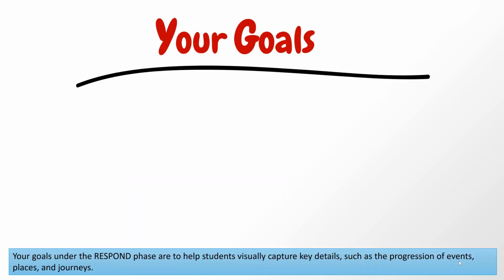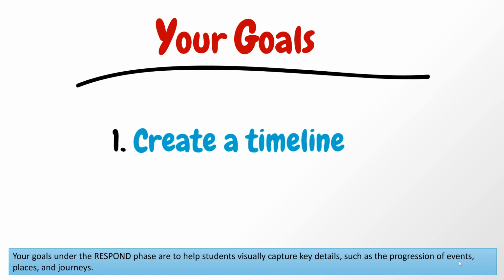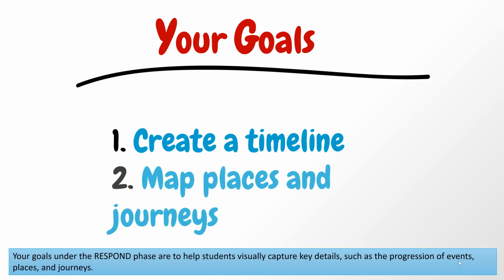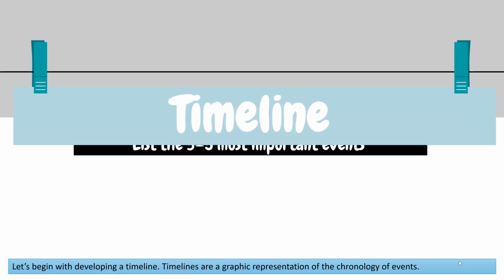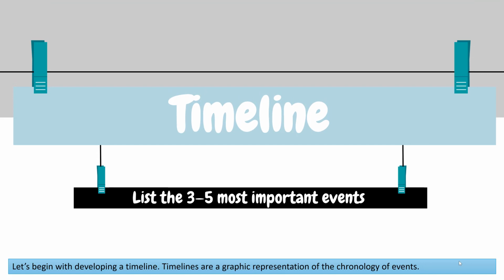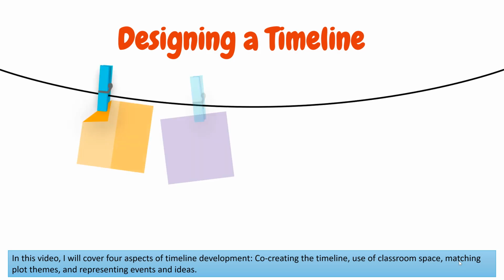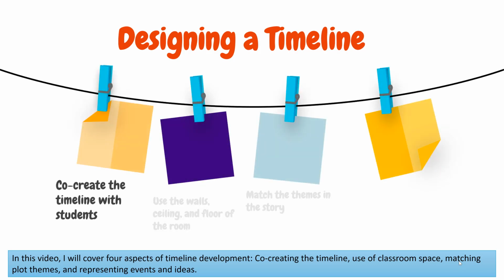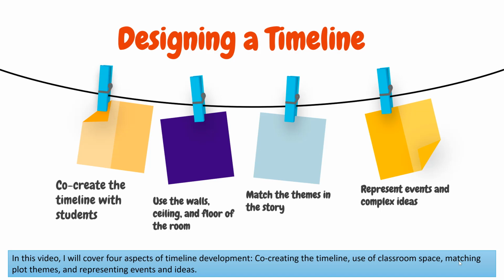Your goals under the Respond phase are to help students visually capture key details such as the progression of events, places, and journeys. Let's begin with developing a timeline. Timelines are a graphic representation of the chronology of events. In this video, I will cover 4 aspects of timeline development: co-creating the timeline, use of classroom space, matching plot themes, and representing events and ideas.